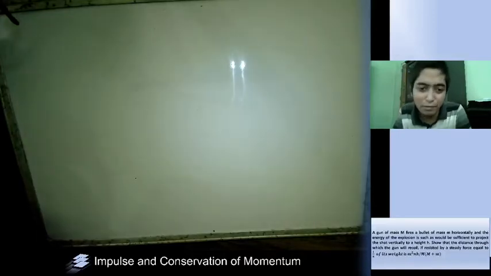Hello, so today we will be talking about impulse and conservation of momentum. These are things that you had already learned when you were in high school, but let us have a look at them again. Last time we had seen the conservation of energy, which states that total energy is always conserved.